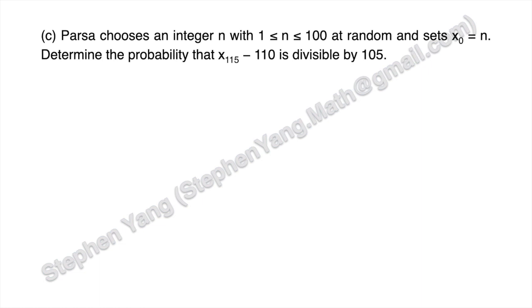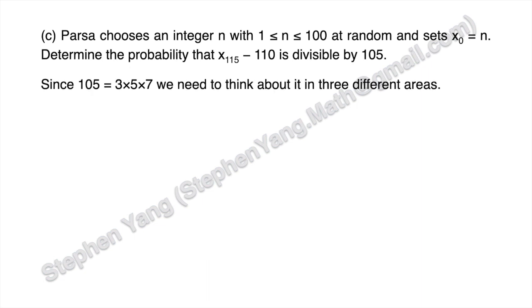Part C chooses an integer n with n greater than or equal to 1 and n less than or equal to 100 at random, and sets x0 equals n. It wants you to find the probability that x115 minus 110 is divisible by 105. Since 105 equals 3 times 5 times 7, we need to think about it in 3 different areas. First, let's make a chart in terms of divisibility of 3.